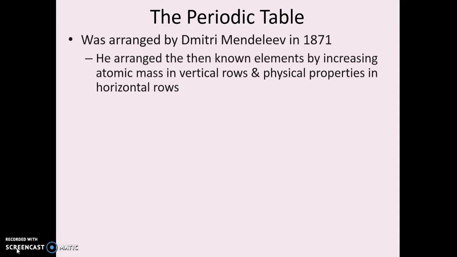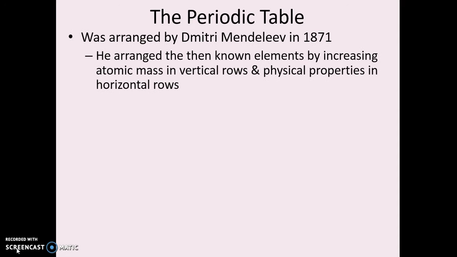This lesson is on classification of elements. The periodic table was originally arranged by Dmitri Mendeleev in 1871, and he took all of the currently known elements and put them in order by increasing atomic mass vertically, up and down, and their physical properties horizontally, left to right.